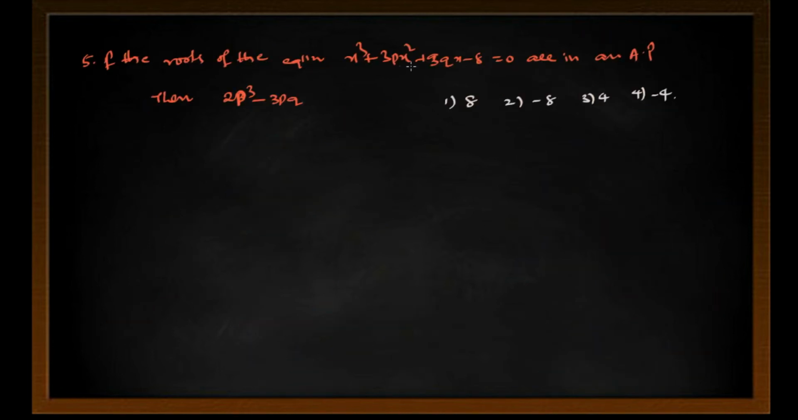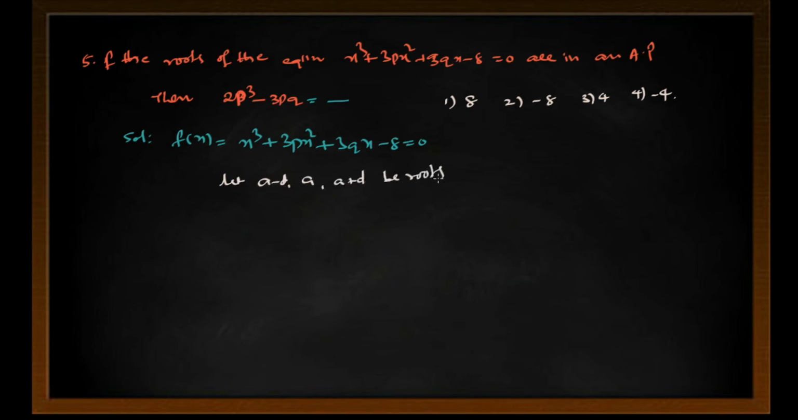Next question, find the roots of the equation are in AP. Then 2p cube minus 3pq equals, we have to find. So first of all, given f of x equals x cube plus 3px square plus 3qx minus 8 equals 0, roots are in AP. So let a minus d, a plus d be the roots in AP. In AP we have to consider a minus d, a and a plus d. Here we have to find S1.